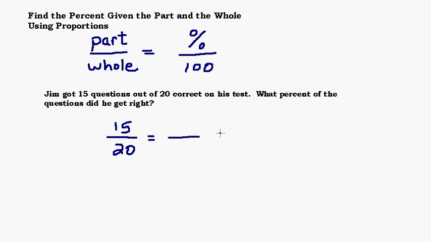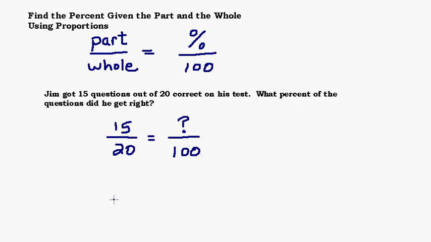Maybe put a question mark or an X if you're comfortable with algebra, a letter representing an unknown quantity, and the hundred's going to be on the bottom. I think I'll just leave that blank for this particular example. So this is what we're trying to figure out. We'll put a question mark. Okay. So we want to figure out 15 over 20 is equivalent to what over 100?